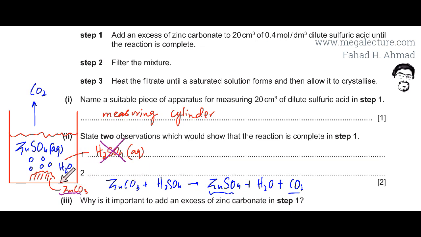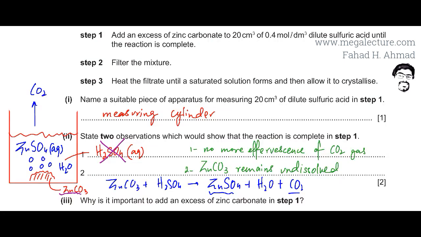If you keep on adding excess zinc carbonate, all the sulfuric acid gets used up, this reaction stops, and no more bubbles of carbon dioxide would be seen. The other indication would be that if you keep on adding zinc carbonate and all the sulfuric acid gets used up, the zinc carbonate remains at the bottom of the solution undissolved. No more further reaction is going to take place. So here I've written the two things: no more effervescence of carbon dioxide, no more bubbles seen, and the extra zinc carbonate that you're adding would remain undissolved at the bottom. No more reaction would take place with that zinc carbonate.